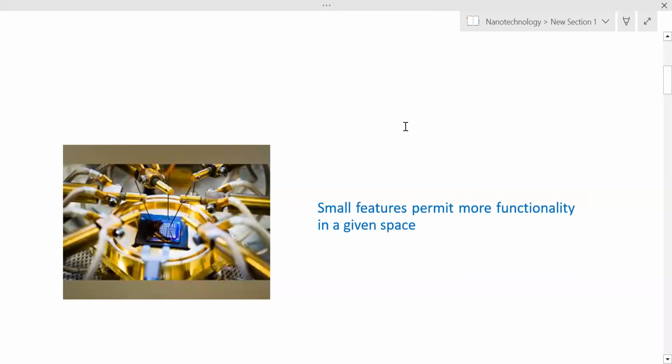So nanotechnology facilitates designing small features in a given space. As it allows small features, that is nanomaterials in the range of nanoscale, it will enable us to design functionality in a given space. So within a small space, we can achieve greater functionality because of nanoscale materials.